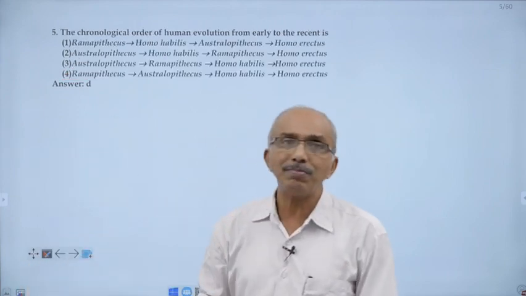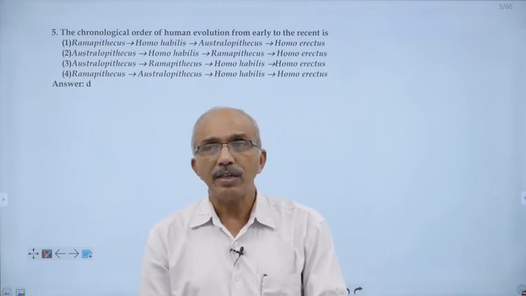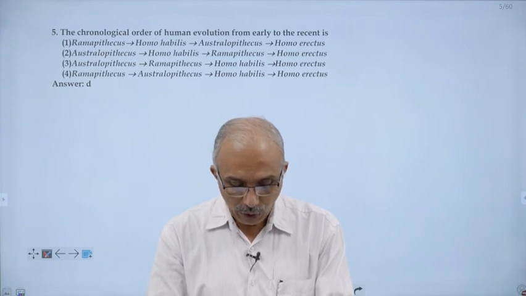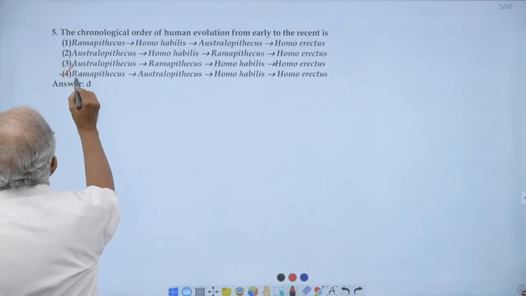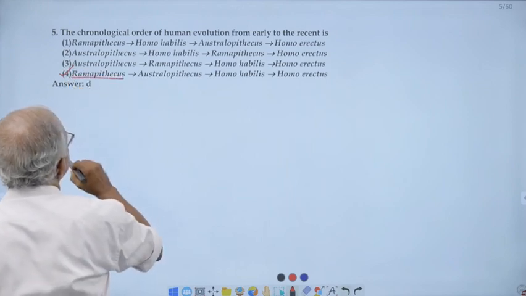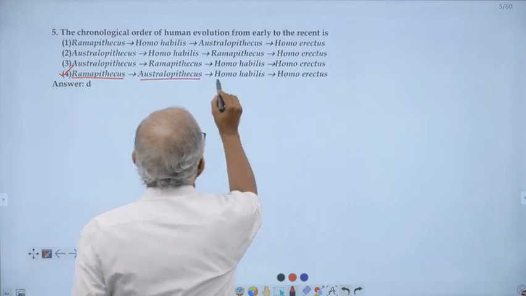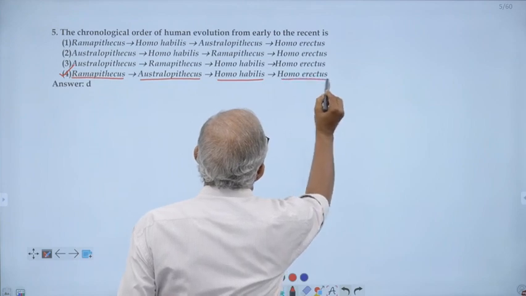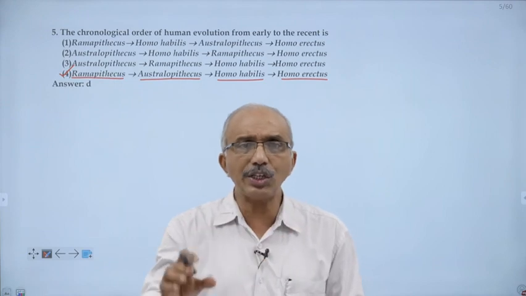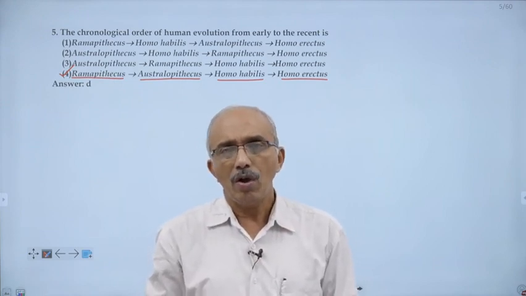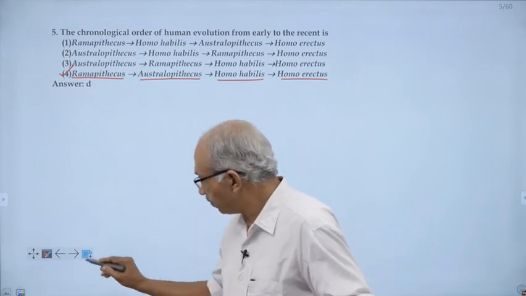So next is the chronological, correct sequence of human evolution. The correct sequence is Ramapithecus, then Australopithecus, Homo habilis, Homo erectus. From the given options, it is the chronological order of human evolution. Then next.